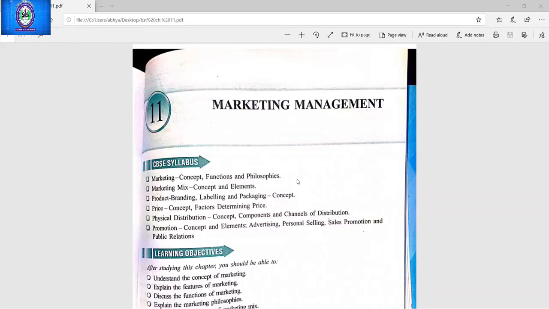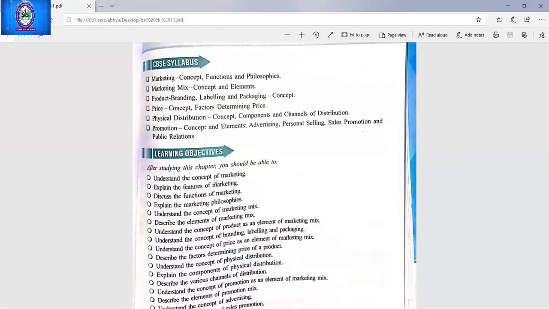Okay, students. It's a very practical chapter and a very easy chapter, so I'm going to start with this chapter. In this chapter, you will be studying: marketing concept, functions and philosophies, marketing mix, product, branding, labeling and packaging, price concept, factors determining price, physical distribution and promotion. In promotion, you will be studying advertising, personal selling, sales promotion and public relations.